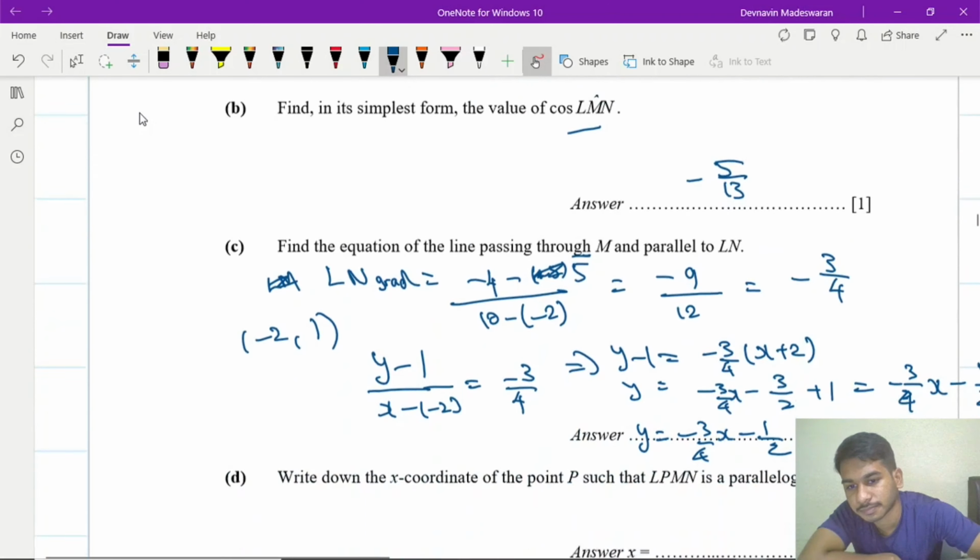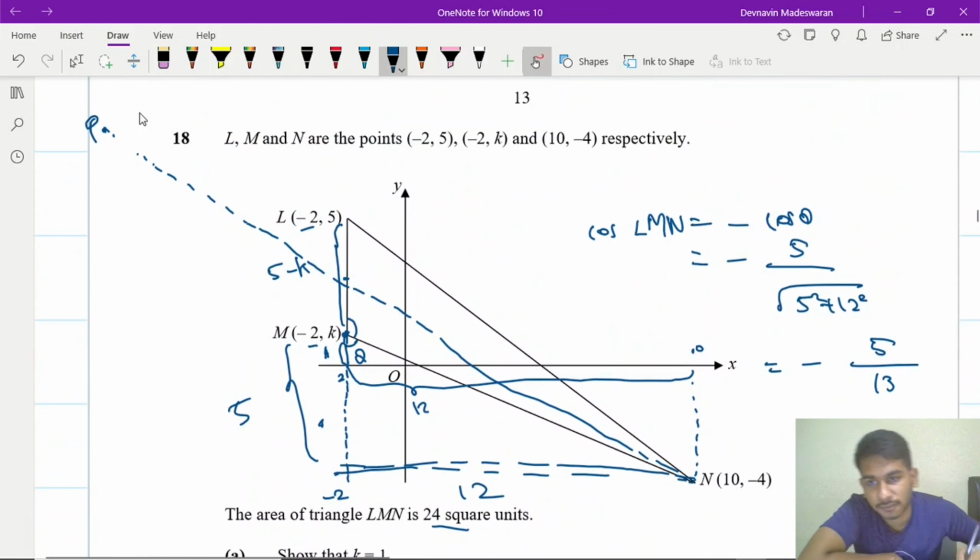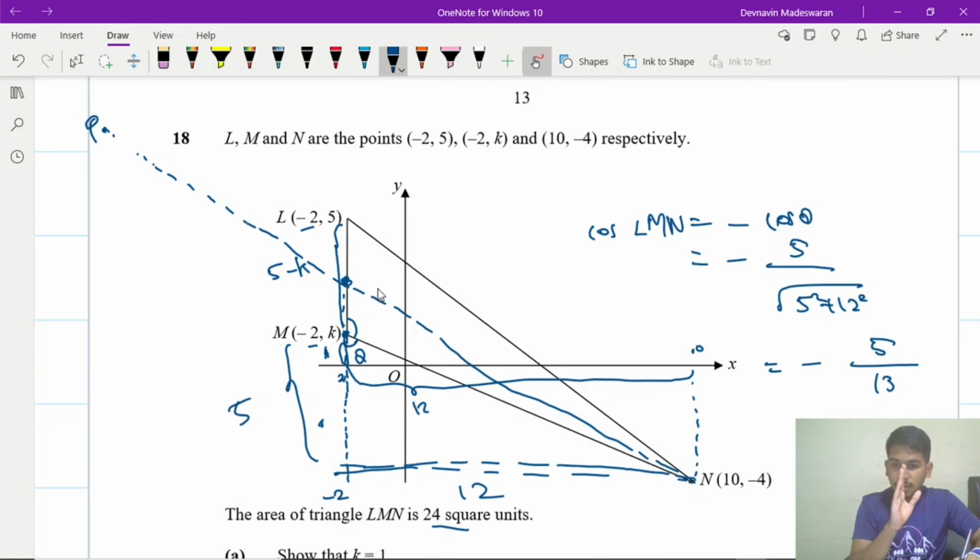What they're asking for is to write down the x coordinate such that LPMN is a parallelogram. If they want only the x coordinate, I'm thinking about the midpoint, because I used the idea of midpoint to put it there. So it's natural to use midpoint. What midpoint are we going to use? The midpoint of P and N has to be the same as the midpoint of L and M, because LM is a straight line, so the midpoint has to be exactly in the middle of this.